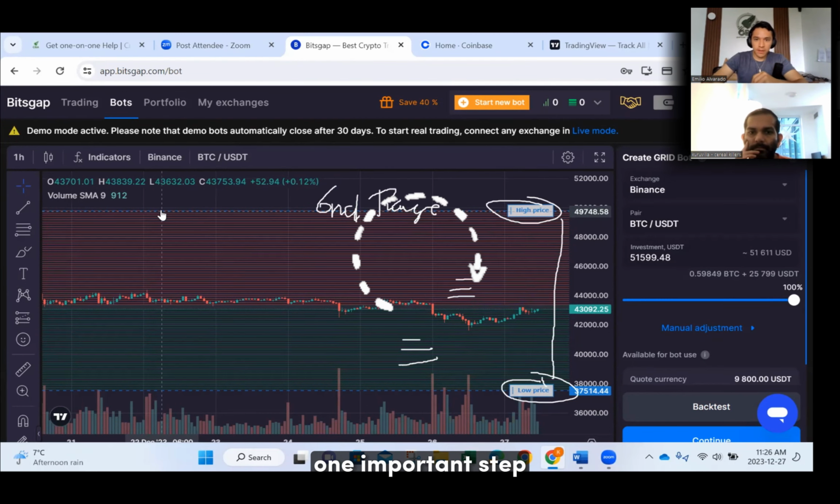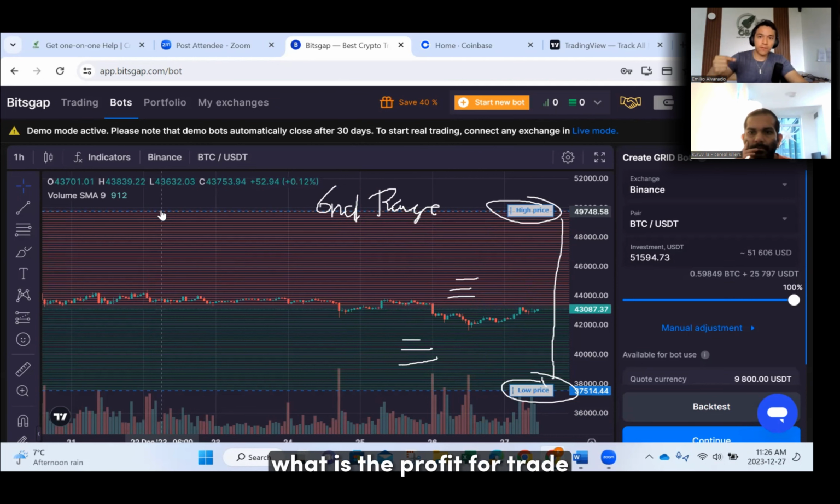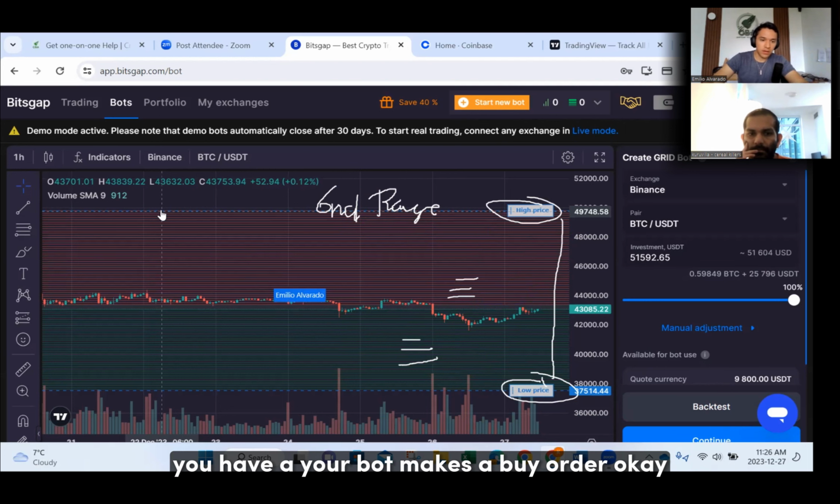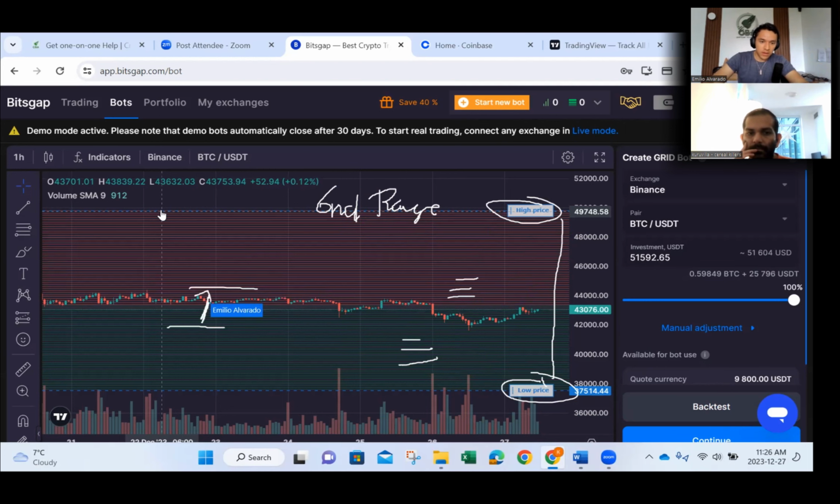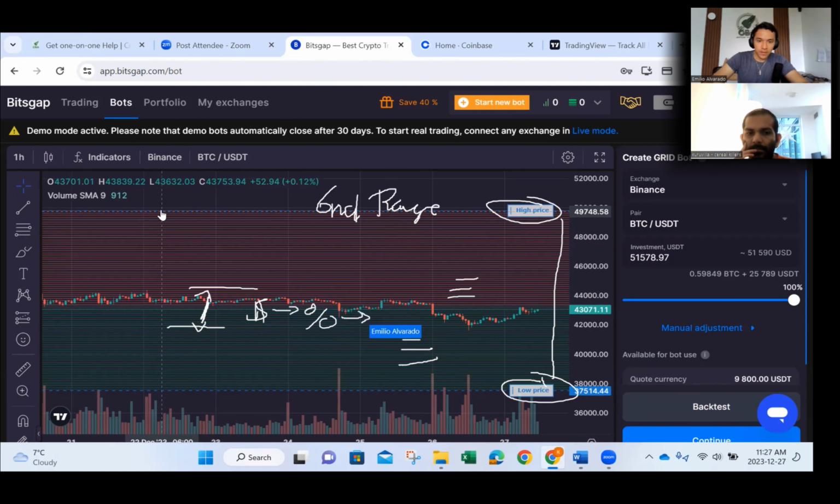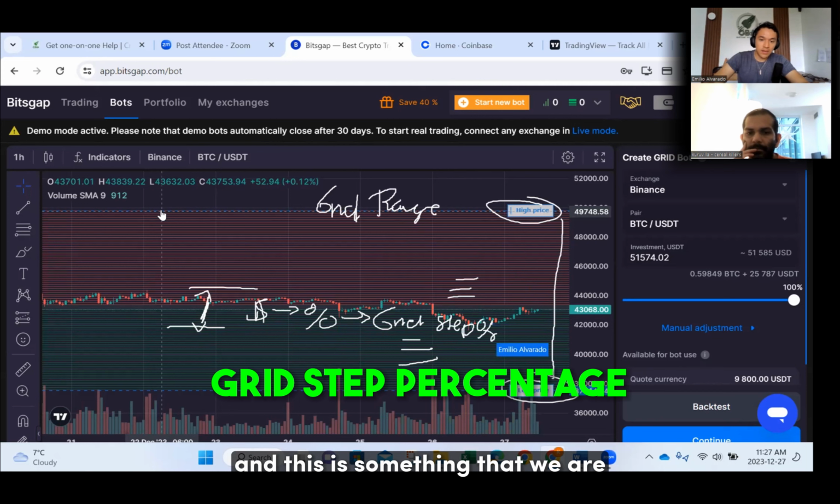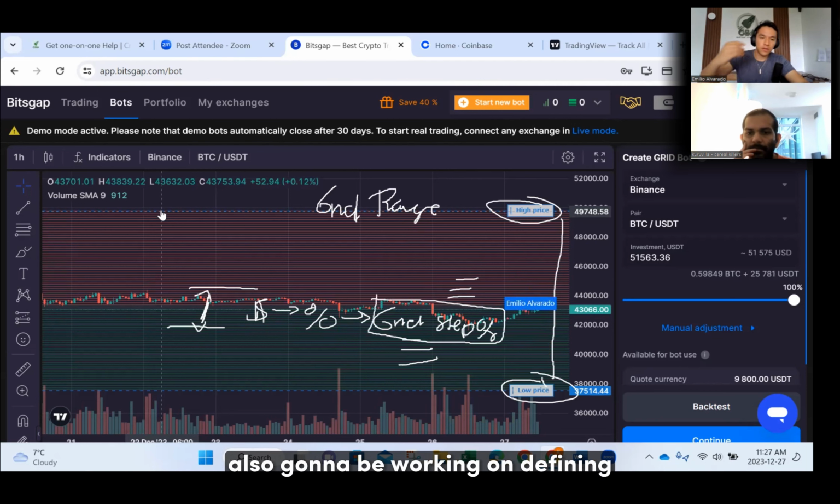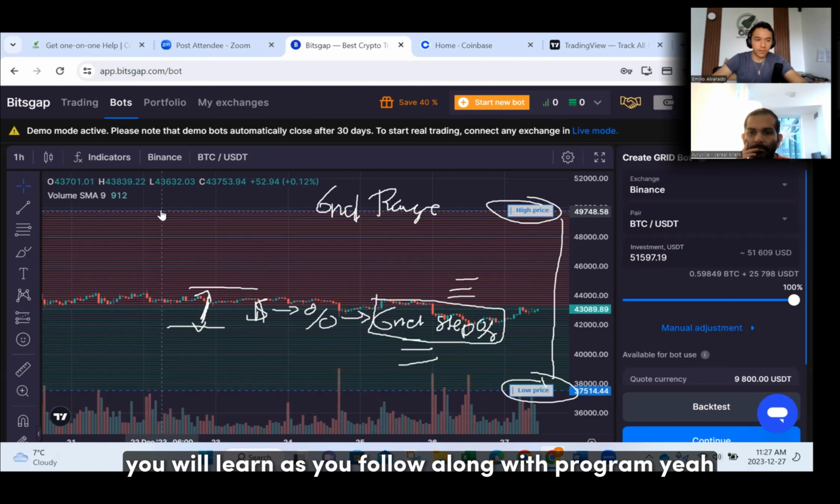One important step is to identify what is the profit per trade. So let's say your bot makes a buy order, okay? And then it triggers a sell order. The difference is gonna be the profit, but this profit will be in percentage, and that is called grid step percentage. And this is something that we're also gonna be working on defining, because you need to define the optimum grid range, you need to define the optimum grid step percentage or profit per trade, and ultimately finding the profitable crypto coin, which are things that you will learn as you follow along with the program.